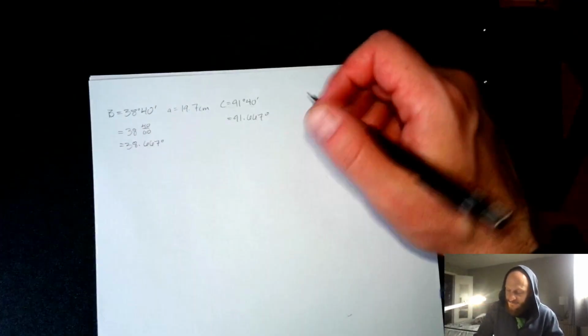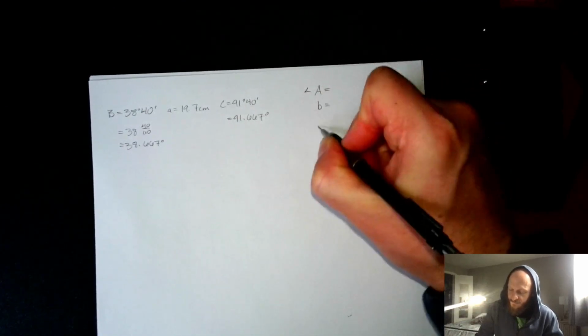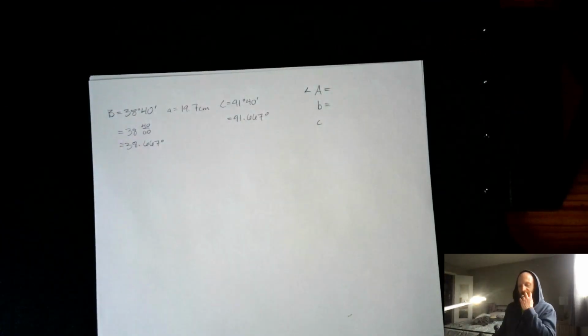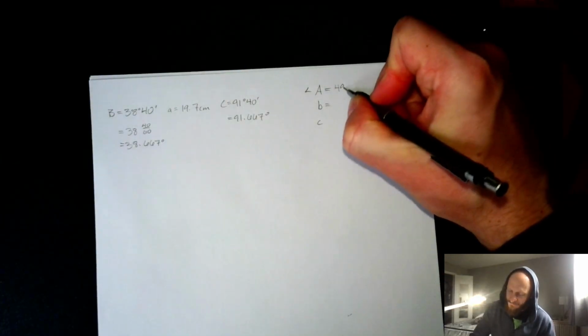So it must be the case then that I'm looking for angle A, I'm looking for side B, I'm looking for side C. 38 and 2/3 plus 91 and 2/3. Well, what is that? 38 and 91 is 129. 129 and 4/3, so 130 and 1/3. 180 minus 130 and 1/3 must be 49.667. That's how I'll write it.